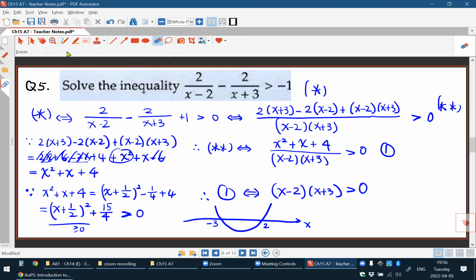Then our task is to find any interval that makes this quadratic function greater than 0. Apparently this interval will do, excluding this point here, and this interval will also do, excluding this point here. Therefore, the final solution is x is either less than -3 or x is greater than 2. You understand? Let me know when you finish, then we can move forward.